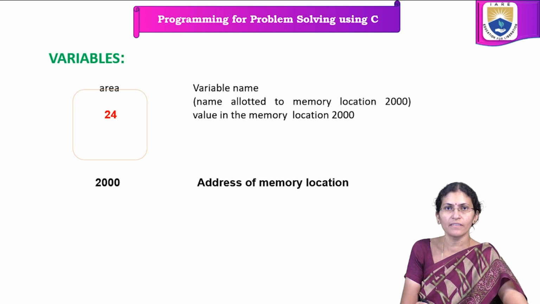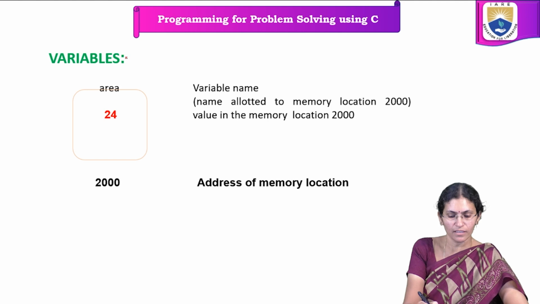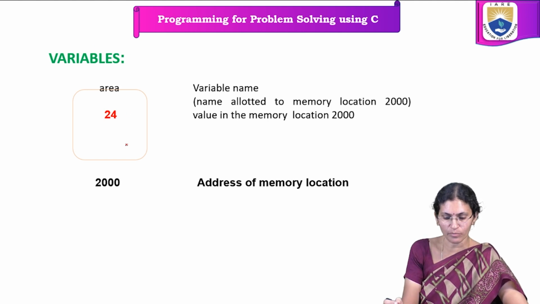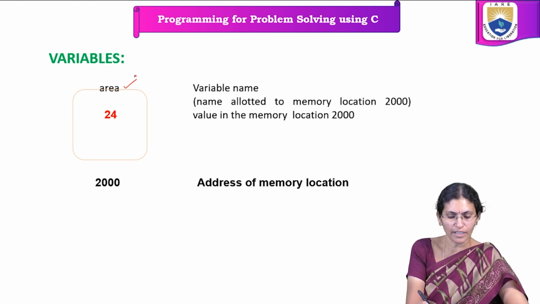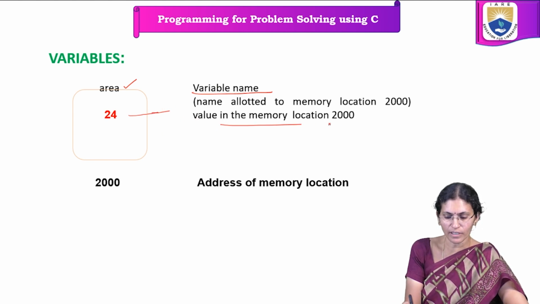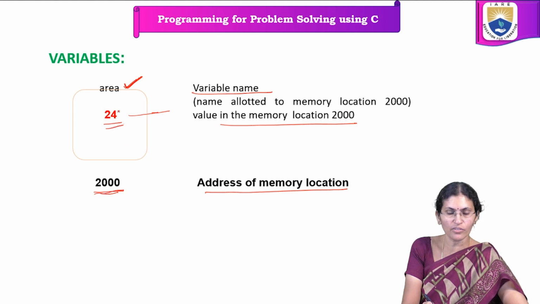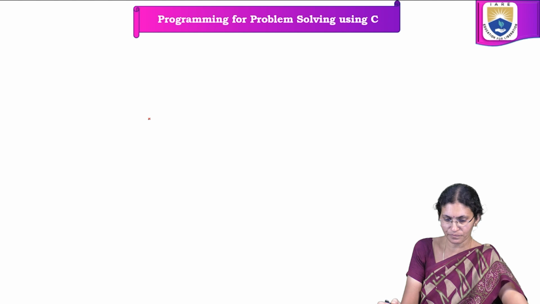Let us understand the concept of a variable with the help of one simple example. Here is a pictorial representation of how a particular variable is stored. Here area is the name of the variable, and in this we have the value 24. This corresponds to the value in the memory location. Associated with the variable we have a memory location also. This is the address of the memory location. The address of the variable is 2000, and the value stored in the variable is 24.